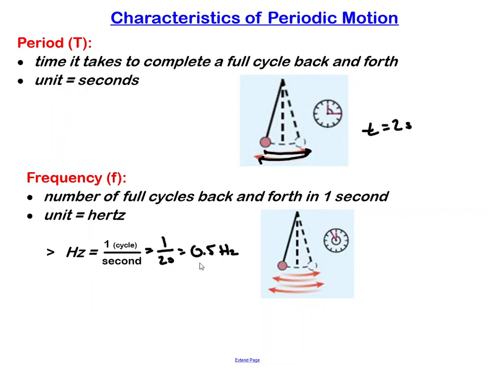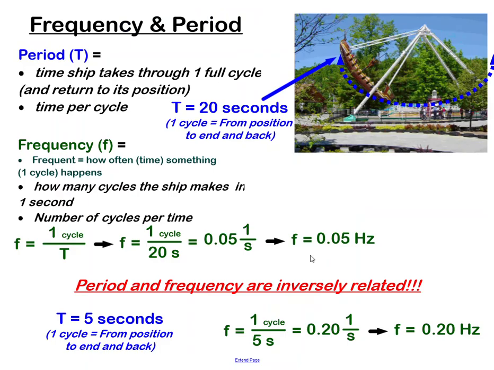Okay, so this is the difference. Period is the time for one full cycle. Frequency is how many cycles occur in 1 second. So for example, in this example, we get half a cycle in 1 second. Okay, so let's look at this in maybe more practical application.